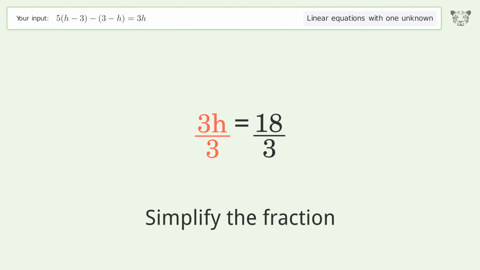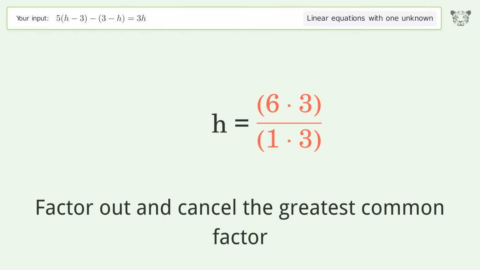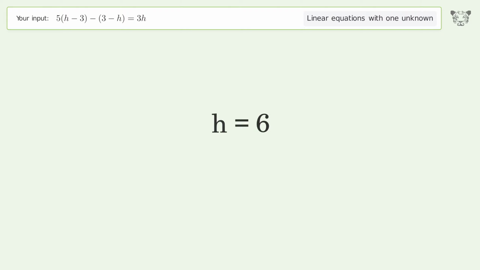Simplify the fraction. Find the greatest common factor of the numerator and denominator. Factor out and cancel the greatest common factor. And so the final result is h equals 6.